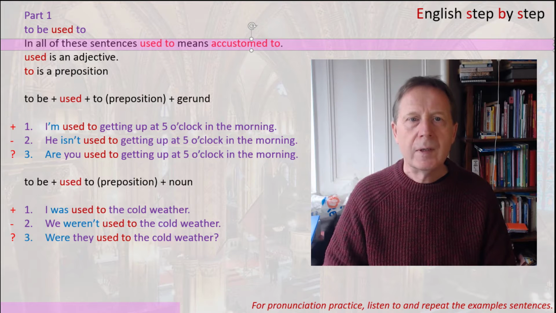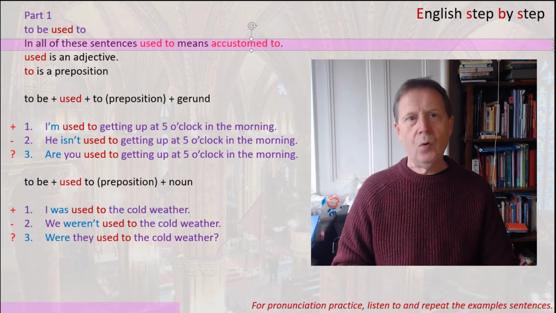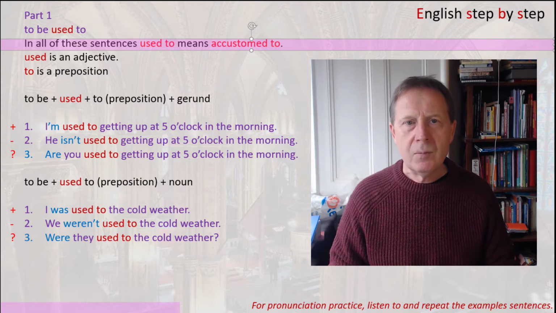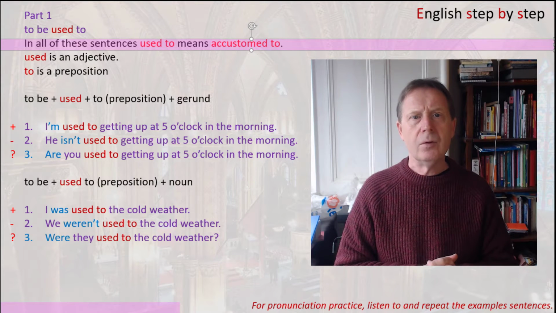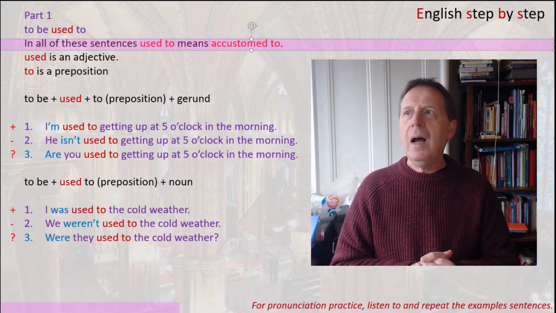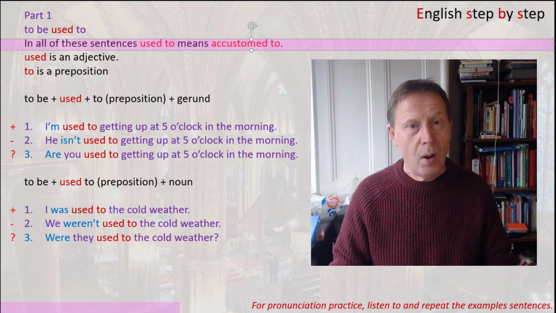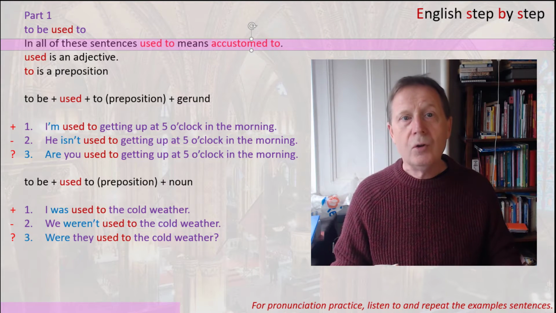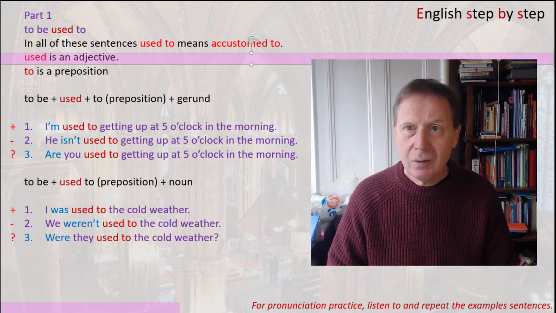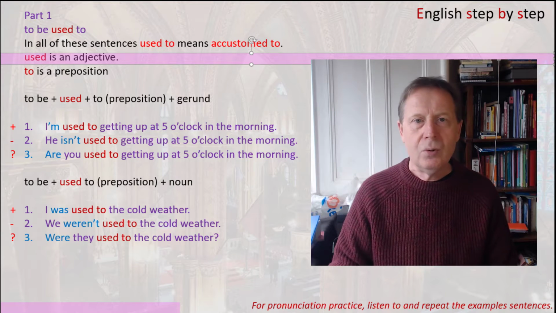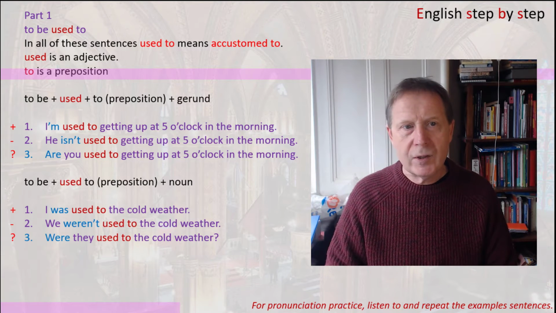For example, you can say, I am accustomed to the cold weather, or I am used to the cold weather, or I am accustomed to spicy food, or I am used to spicy food. Another example could be, I am accustomed to driving at night. That means it's not a problem for me because I am used to driving at night. Now, in all of these examples, used is an adjective in the same way accustomed to is an adjective, and to is a preposition.